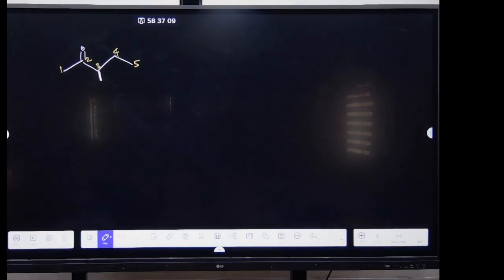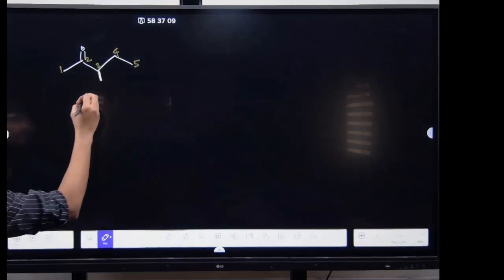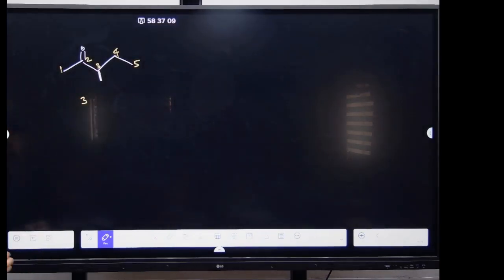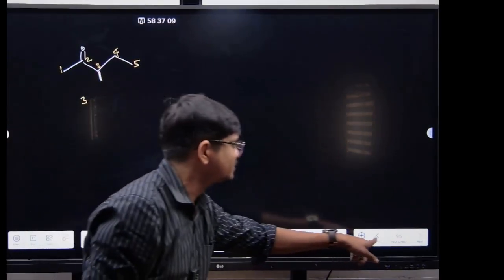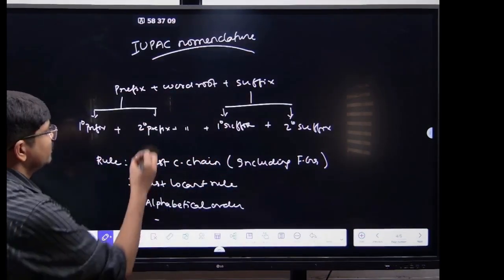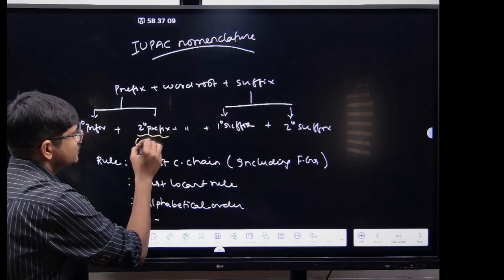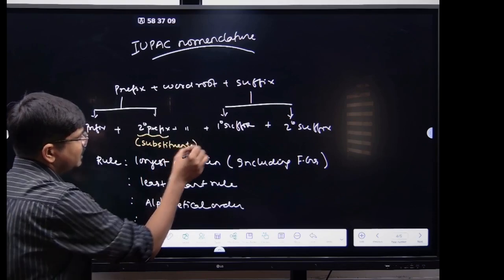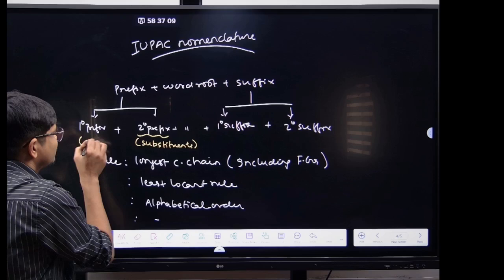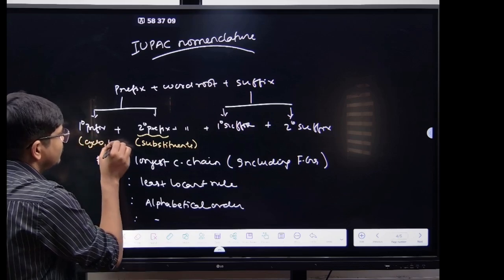Now what do we write? This 3 one, right? So first you have to write the prefix one. So prefix, you have to write the substituent. Basically in this 2 degree prefix you have to write the substituent's name, got it? Here you have to write, for example, cyclo, bi, etc.